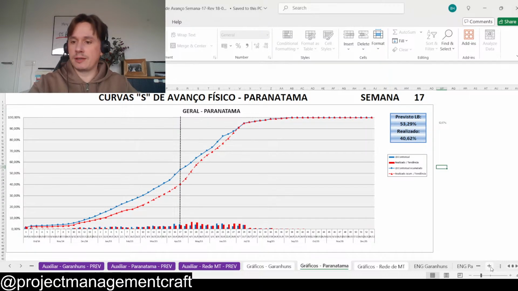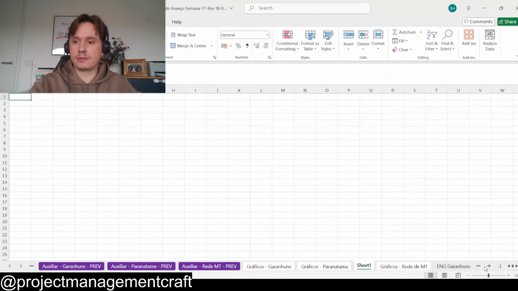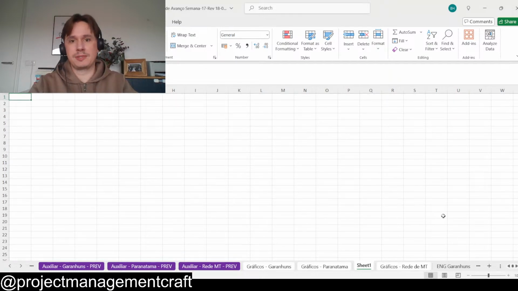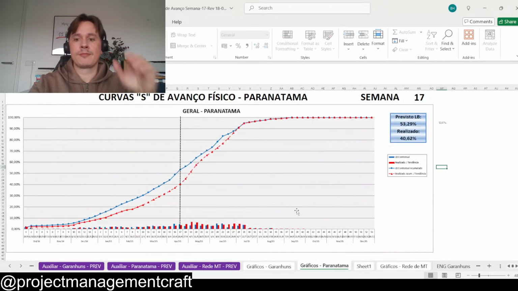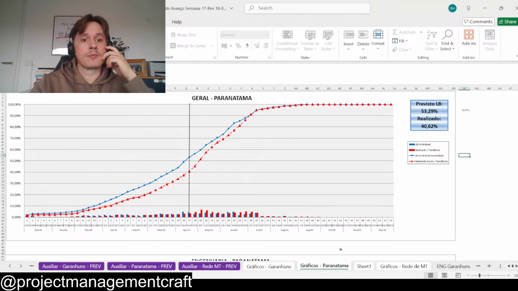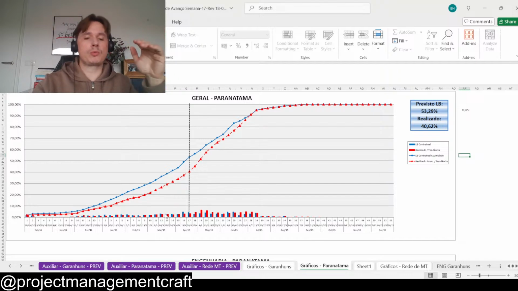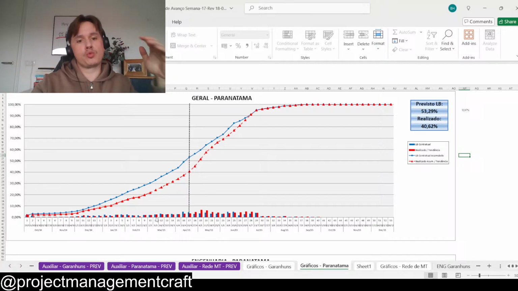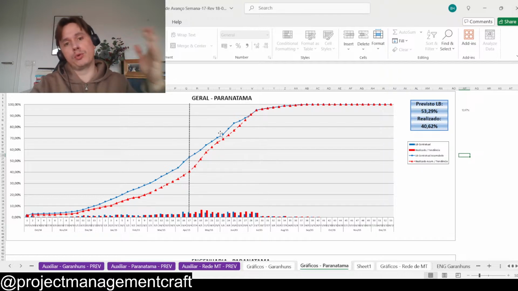Let me give you a bit of a zoom. It seems it did not work as I was planning to. Let me zoom in. I clicked the wrong button there. You see the blue bar here and the red bar. So that was basically what was planned versus what was executed. And those weekly bars here, they add up. They are accumulated to create the curves here, the blue curve and the red curve.